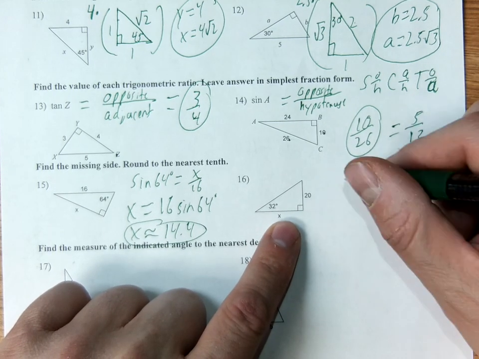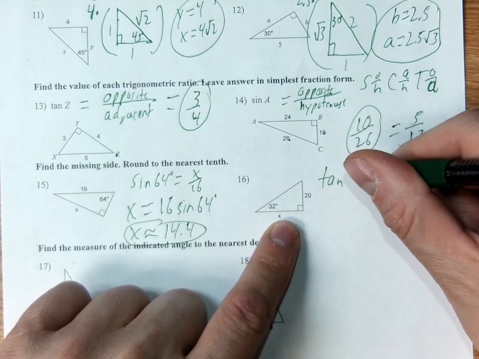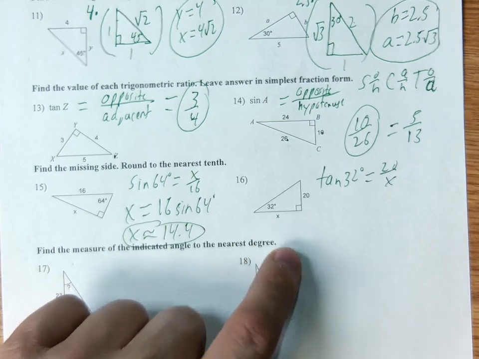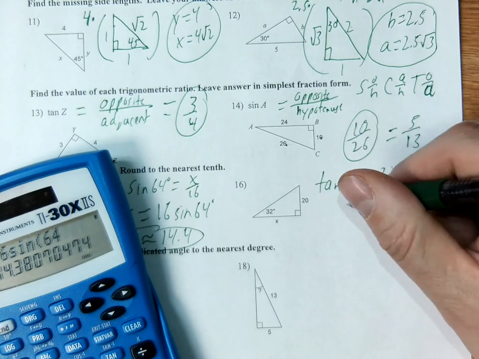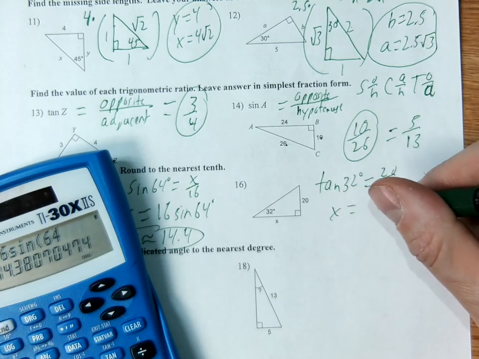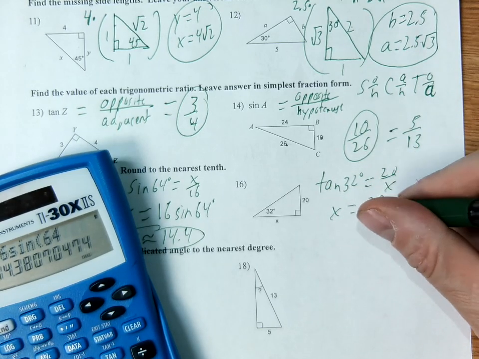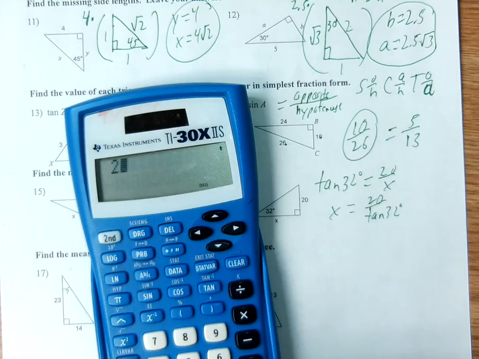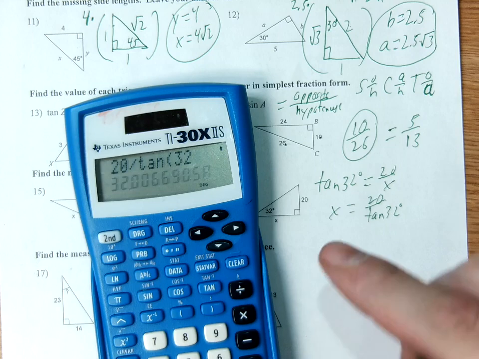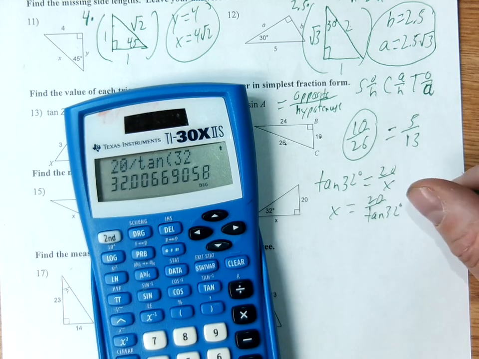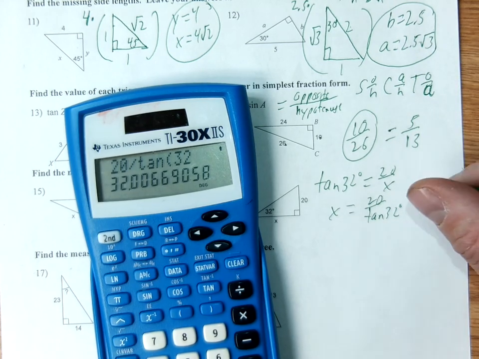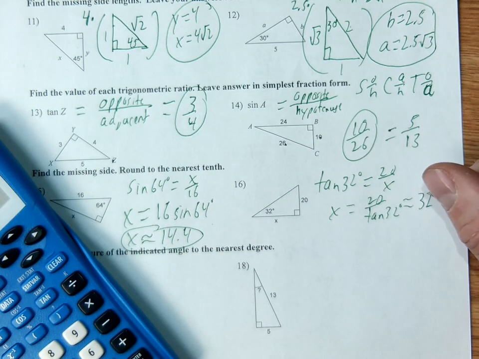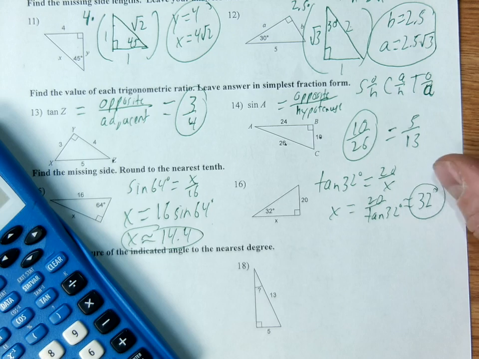Here we're going to use tangent. Tangent of 32 is equal to 20 divided by x. Switch the x and the tangent 32. So x is equal to 20 divided by tangent 32. 20 divided by tan 32 is about 32. That is a coincidence that it's the same number as the angle.